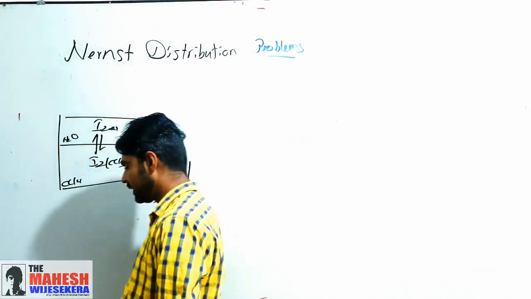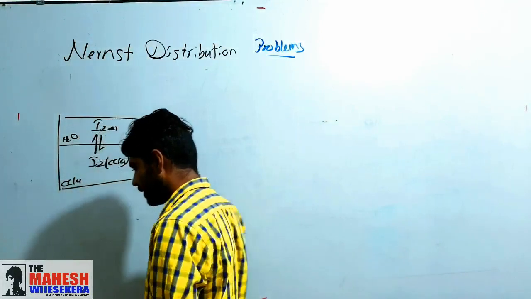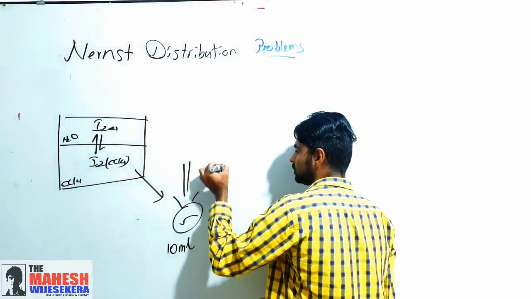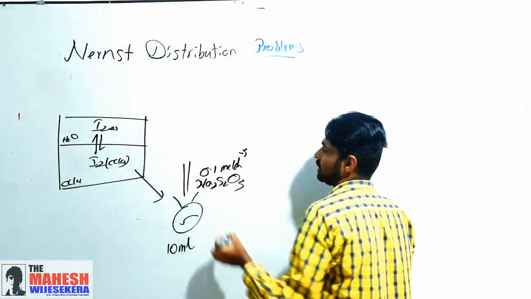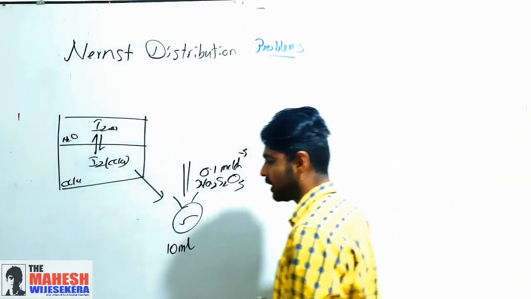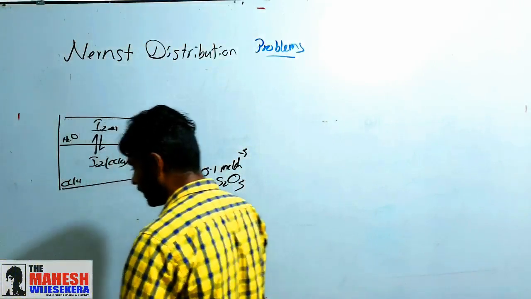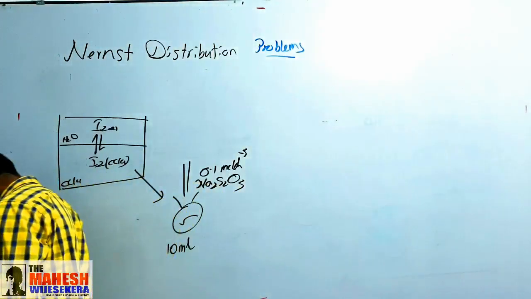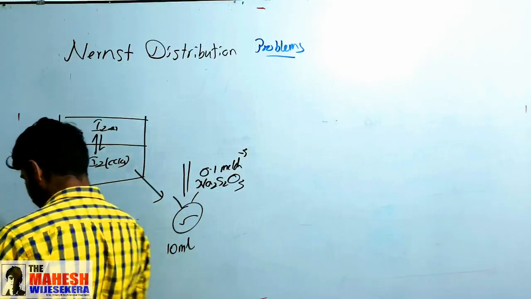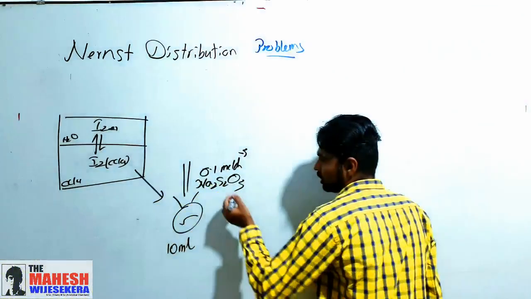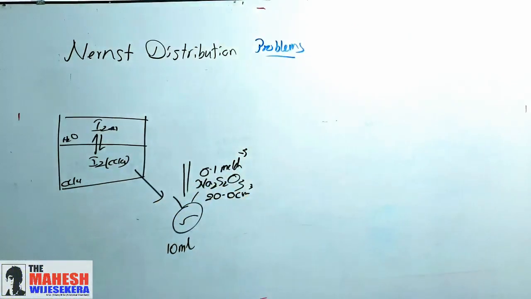was titrated against 0.1 moles per cubic decimeter sodium thiosulfate. Volume required was 20 cubic centimeters.